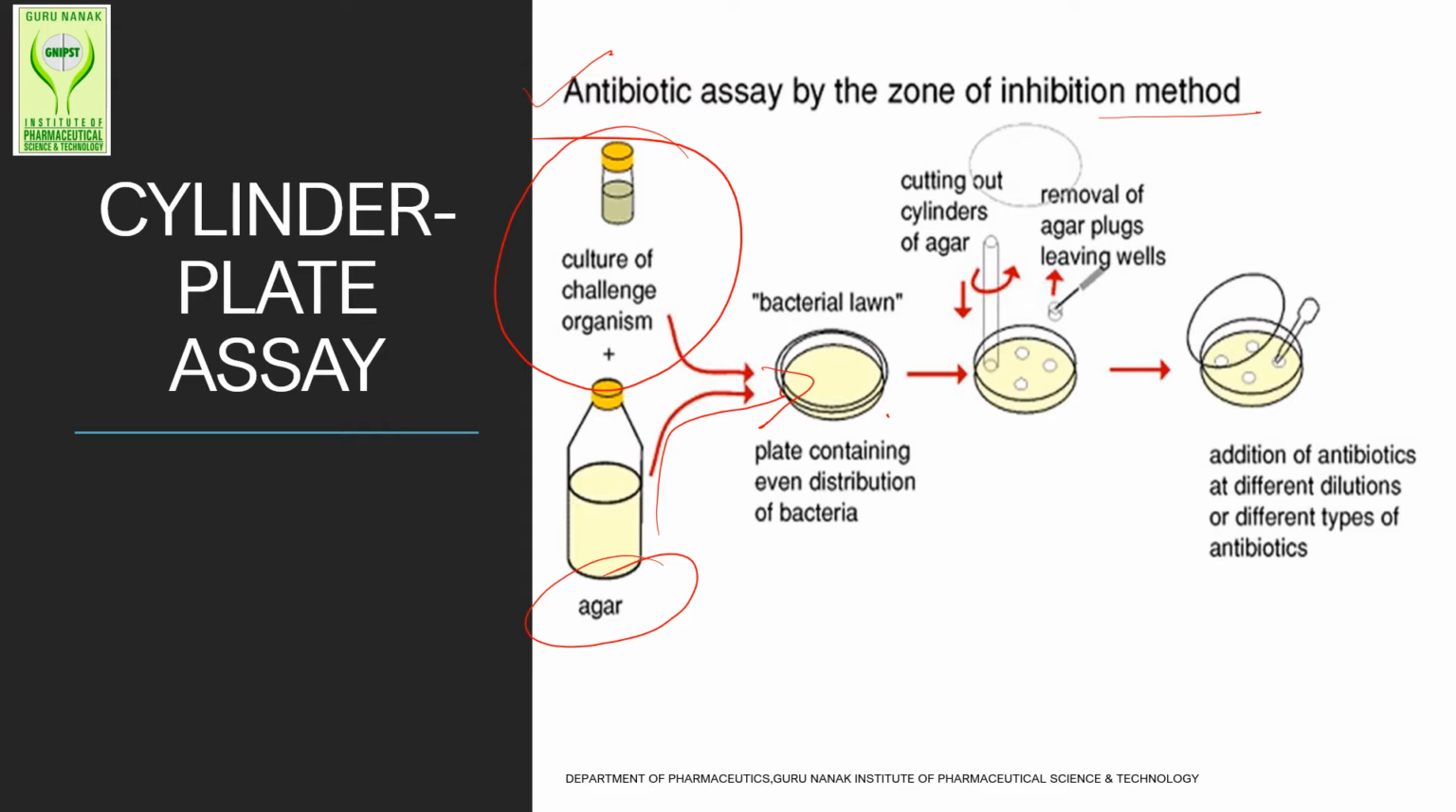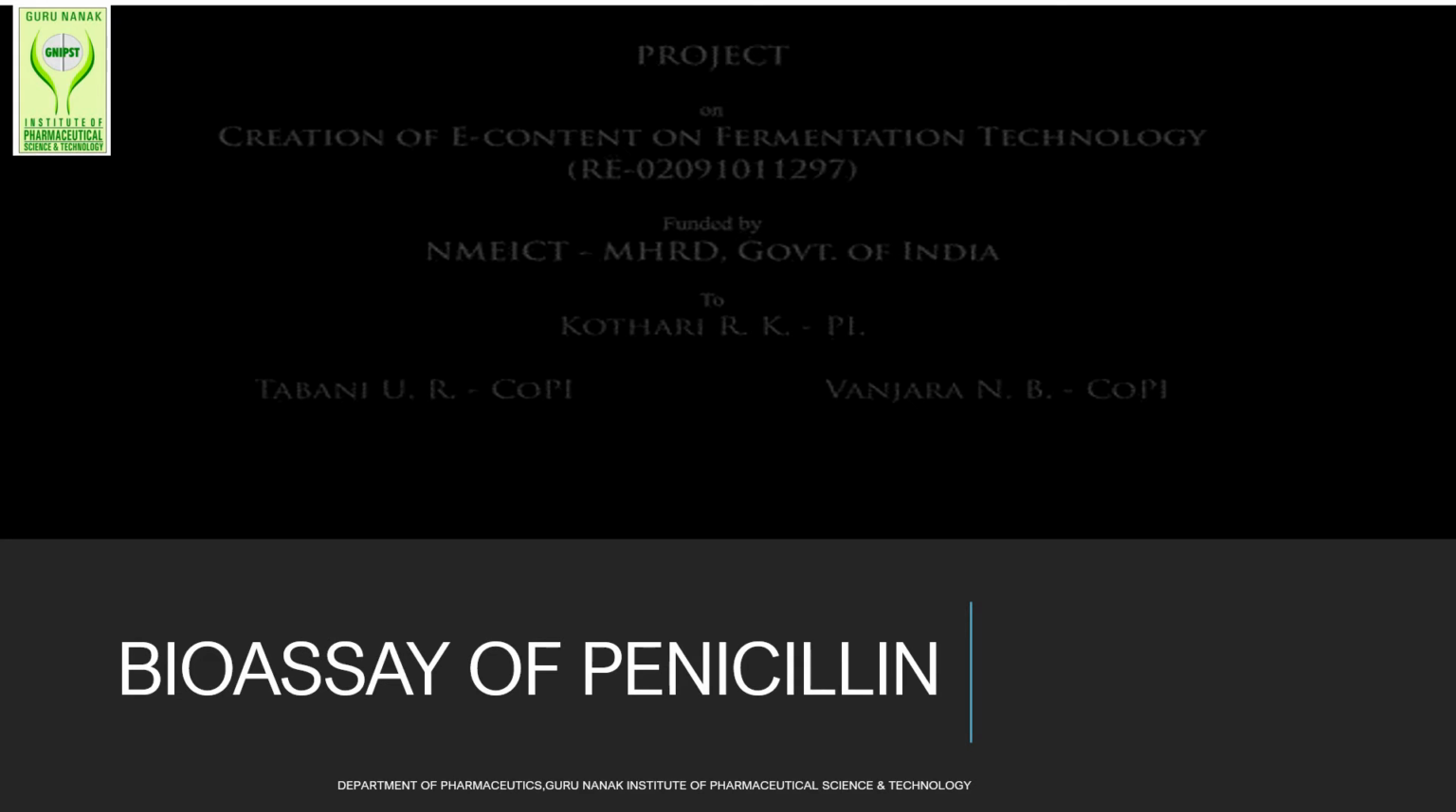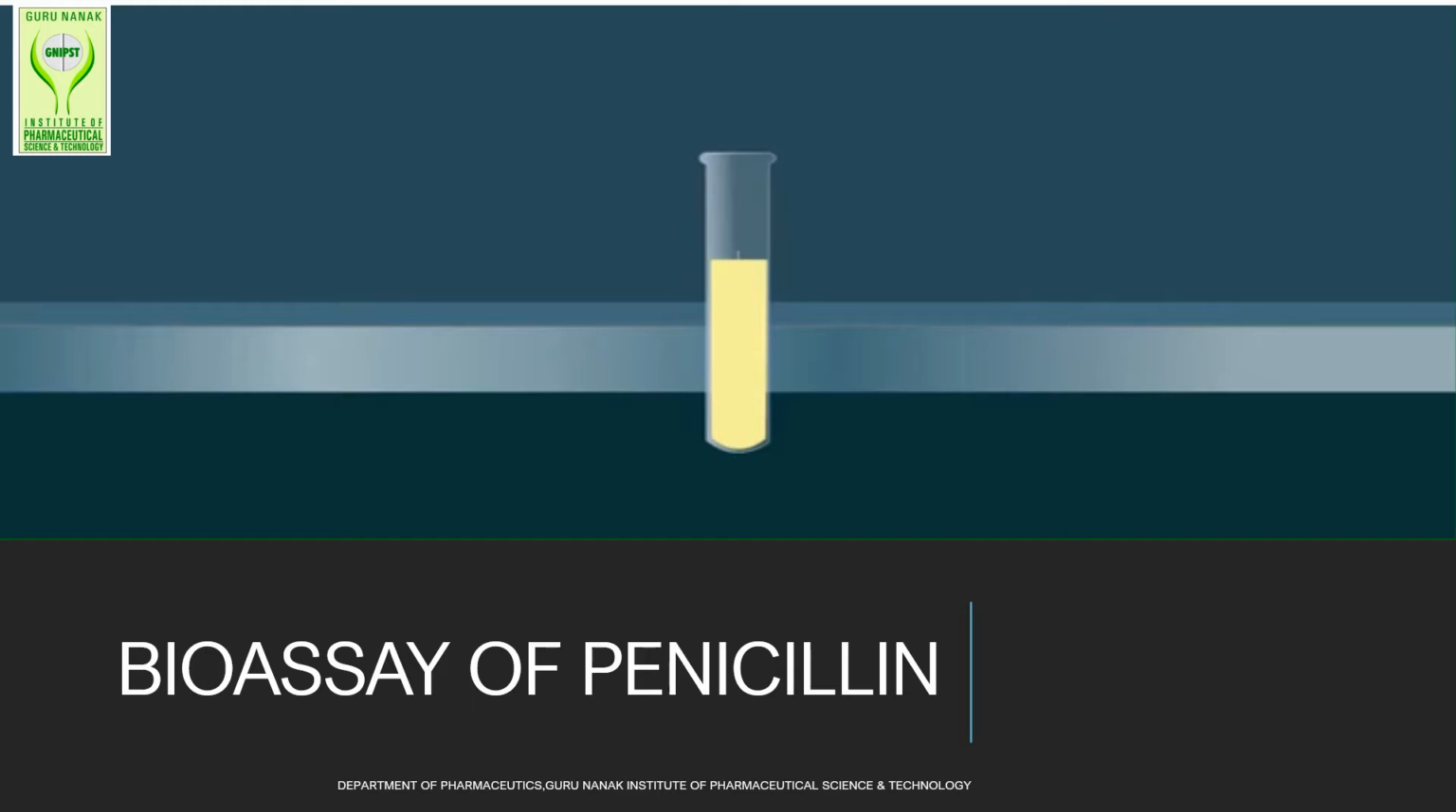Then with the use of a sterile borer, we are cutting out cylinders of agar like this. We remove the agar plugs leaving wells. It shapes like wells over here. There we are putting the antibiotics at different dilutions or different types of antibiotics. Then we carry out the incubation of this particular plate and we check the zone of inhibition. Just look into this video for a clear idea of the whole process.